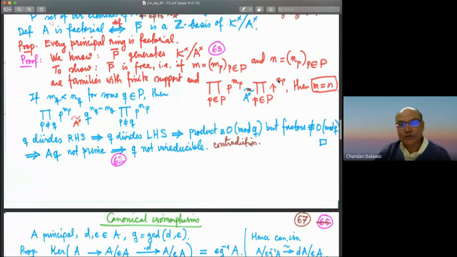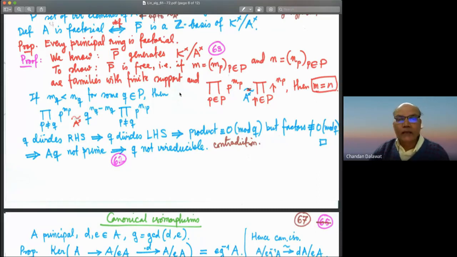It's a translation which one has to make. We already know what it means for a family of elements in a module to be free. You translate that, here the module is K star modulo A star. You translate back this notion of P bar being free in terms of the ring A, and that's what it amounts to. It says that if I take two families, M and N, of finite support, and I look at these two products, if they happen to be associates, then M and N are the same. That's what it amounts to. So that's what we need to prove.